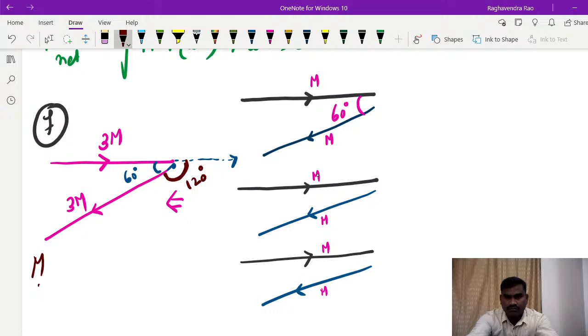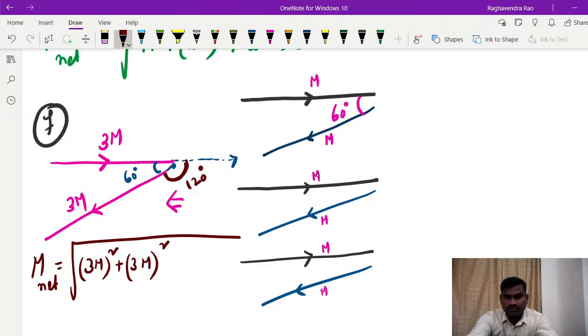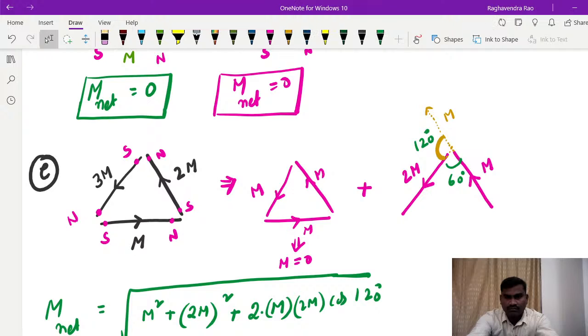Now the net magnetic moment will be equal to root over 3m whole square plus 3m whole square plus 2 into 3m whole square into cos 120 degree. So this is how we can calculate the net magnetic moment of this arrangement. So how have we split this? 2m, 3m, m. How did we split these magnetic moments?